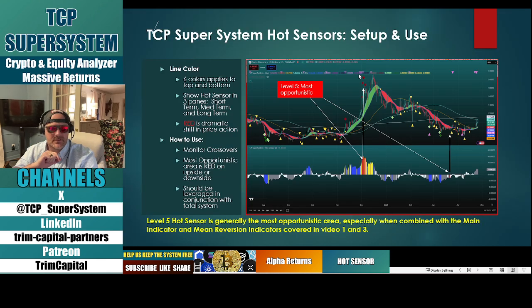Video 2 covered the hot sensors, which again, we're looking at two things there: the color scheme and the crossovers. Color schemes being white, gray, blue, yellow, orange, red. Again, red being the most opportunistic times, especially when combined with the diamonds. So that's really a pretty simple indicator there, but very effective.